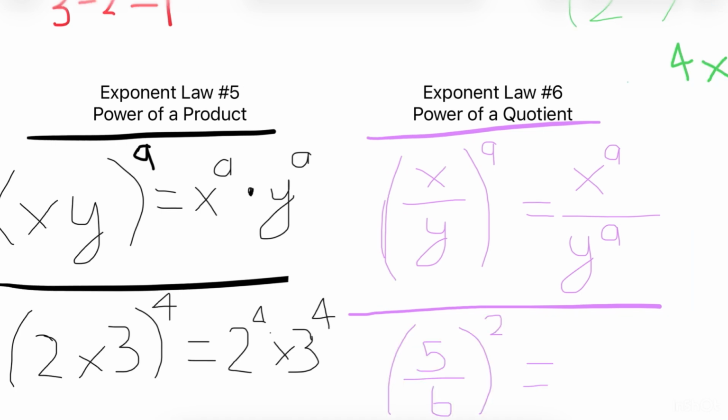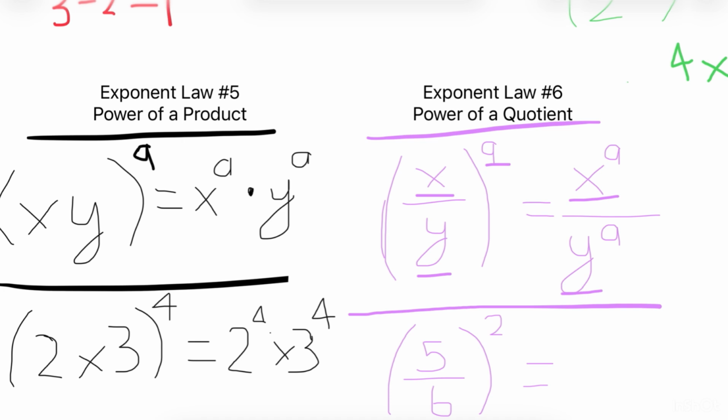Pretty simple. So finally, we have exponent law number 6, power of a quotient. And this law states that when a quotient or fraction is raised to an exponent, the exponent applies to both the numerator and the denominator. So basically, if you have this division statement, x divided by y, to the power of a, this a will apply to both the x and the y.